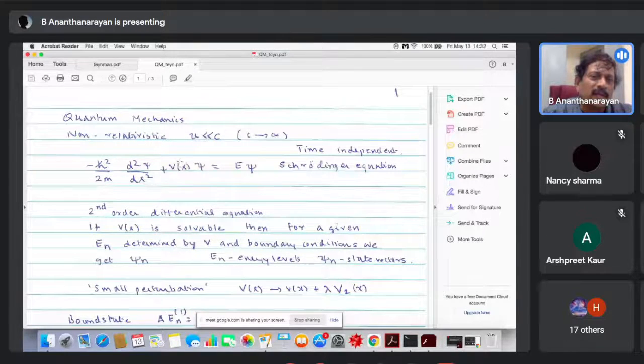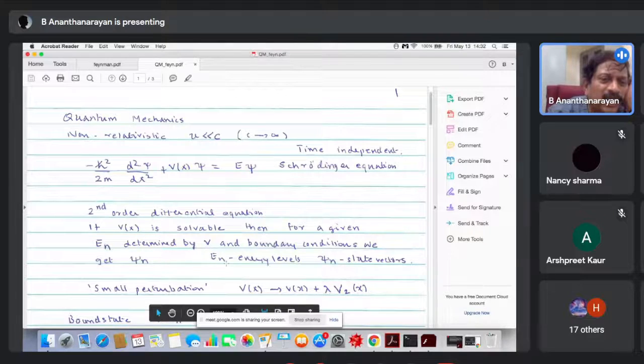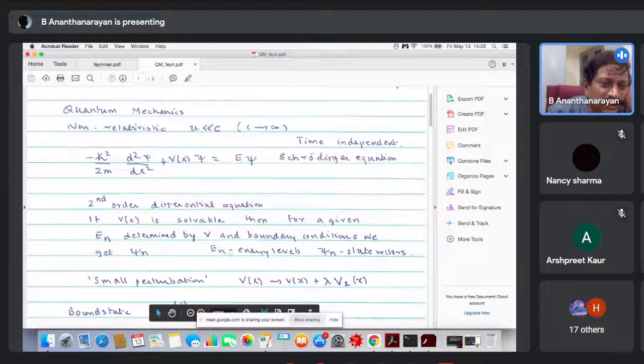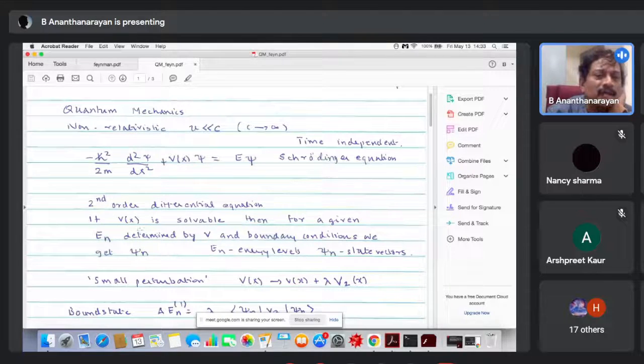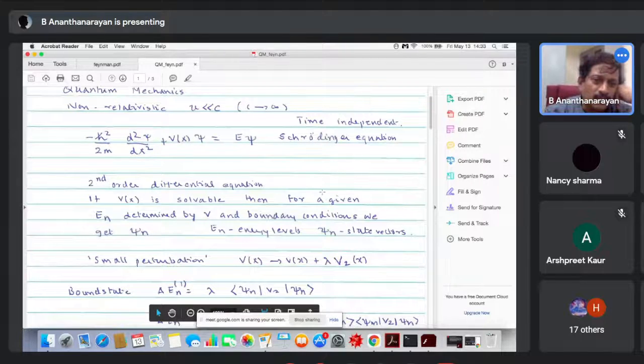And then you know that there is a bunch of energy levels denoted by En, where n is a discrete label, and the boundary conditions fix what is En. You solve the corresponding eigenvalue equation, and you get the energy levels denoted by En. And for a given fixed En, there is a corresponding psi n, which describes that particular state where the energy is En. Okay?